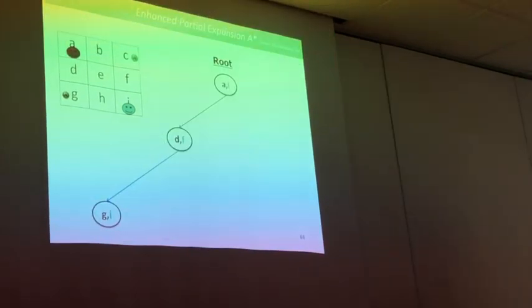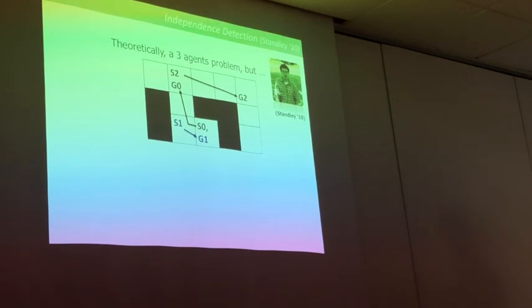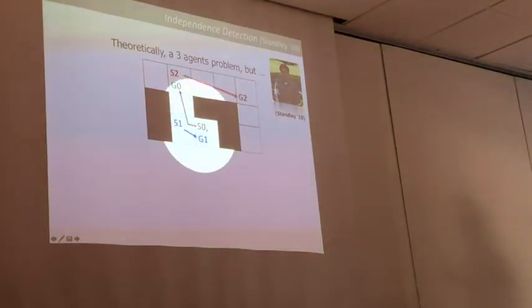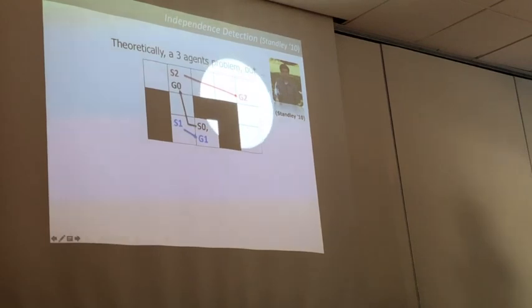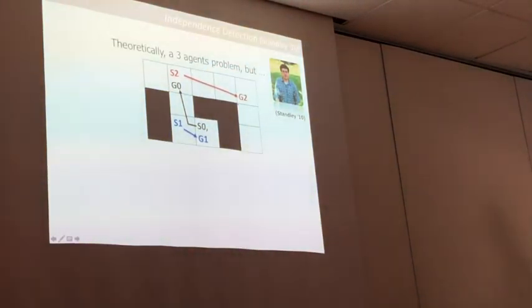Good. Okay, so now here comes the second nice idea by Trevor, which is called independence detection. I like this idea a lot because, first of all, it has a huge impact on performance. Secondly, it's elegant. And third, it can go on top of every other multi-agent pathfinding algorithm, so it's a framework in some sense. The idea is like this. Look at this three-agent problem. Agent 0 needs to move from S0 to G0, agent 1 from S1 to G1, and agent 2 from S2 to G2. So this is a three-agent problem, in theory.